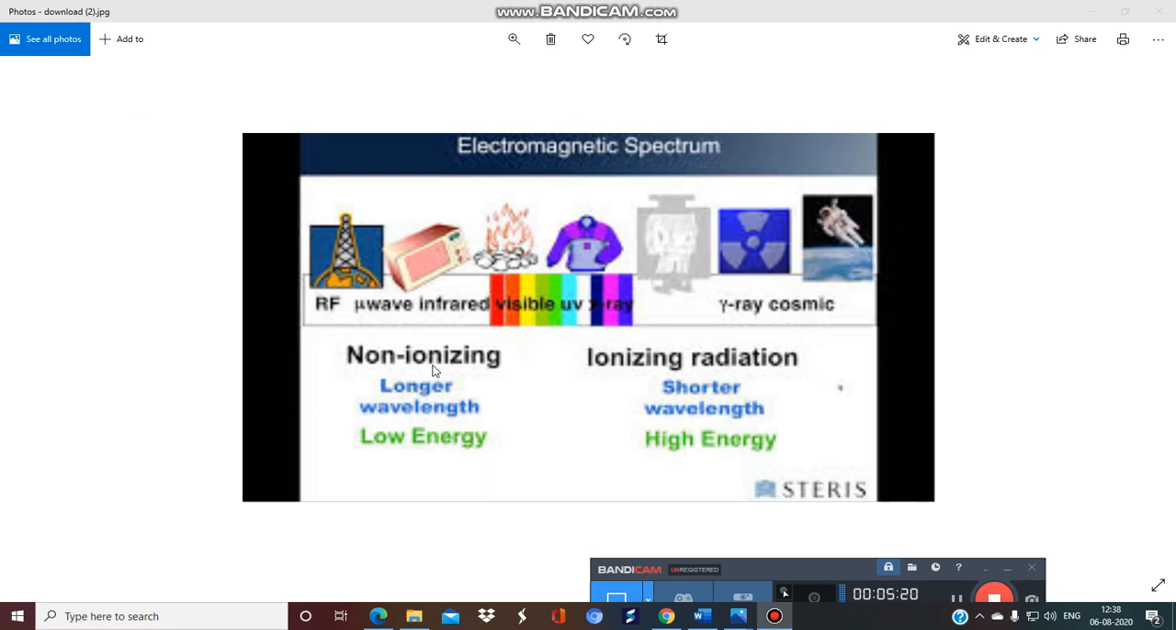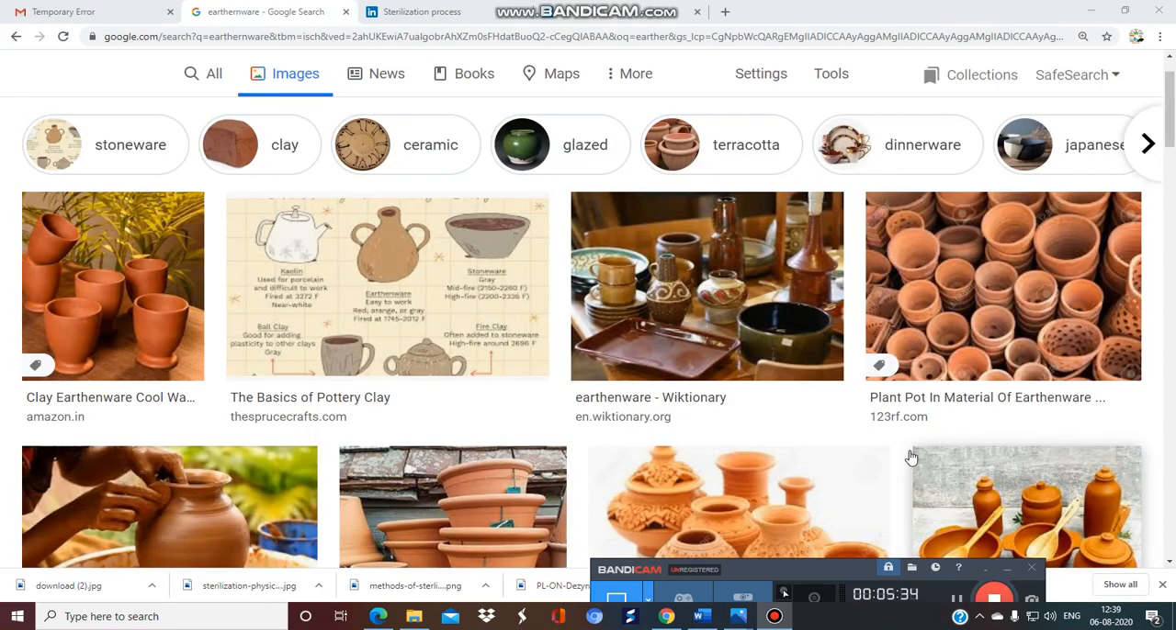Just see this, these are the two types of radiation basically, ionizing and non-ionizing. Non-ionizing has a longer wavelength, and ionizing has a shorter wavelength. So these types of radiations are also used to sterilize different things.